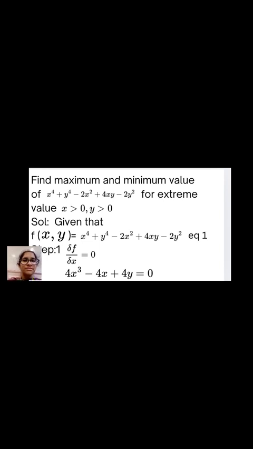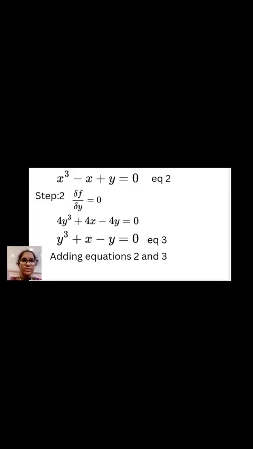Solution. Here in the question, given that f(x, y) = x^4 + y^4 - 2x^2 + 4xy - 2y^2. We consider this as equation 1. Step 1: ∂f/∂x = 0. x^4 becomes 4x^3, minus 2x^2 becomes minus 4x, plus 4y is equal to 0. Dividing this by 4, we get x^3 - x + y = 0. We consider this as equation 2.